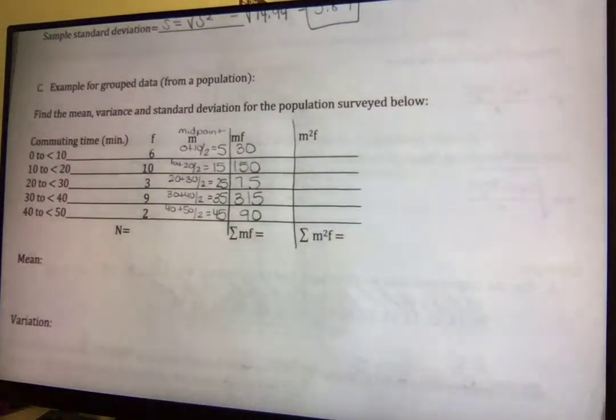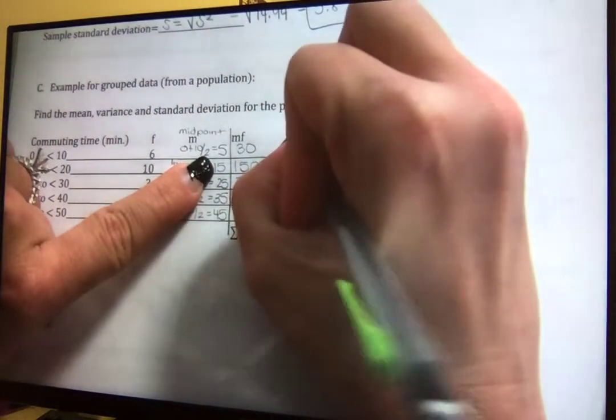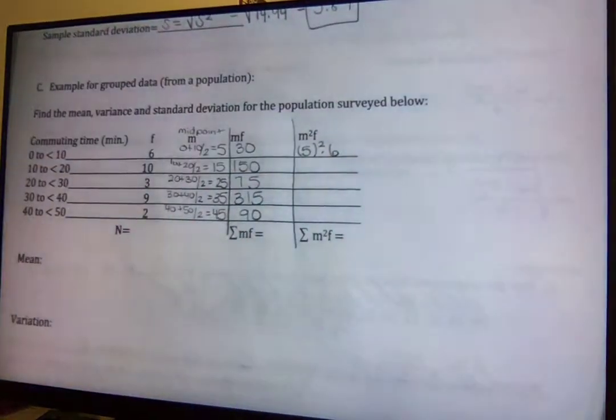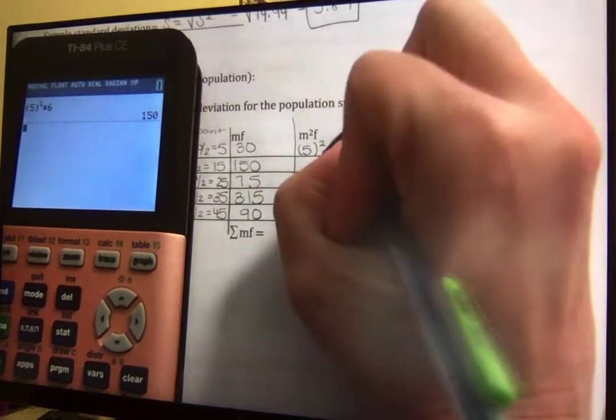And our last column says M squared times F. So taking our midpoint, squaring it, and multiplying by our frequency. So basically our midpoint, which is 5, squared, times our frequency, which is 6. In our calculator, 5 squared times 6 gives us 150.